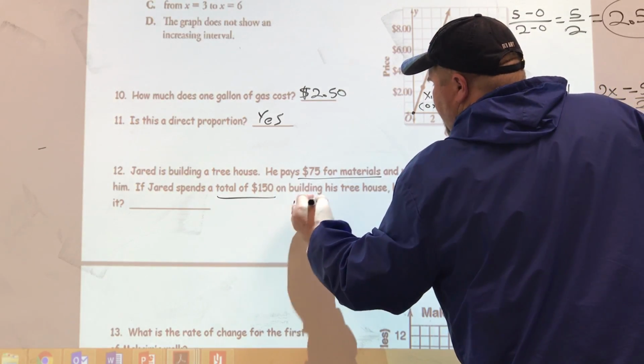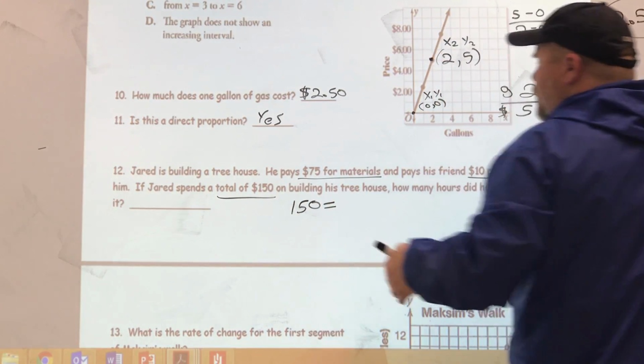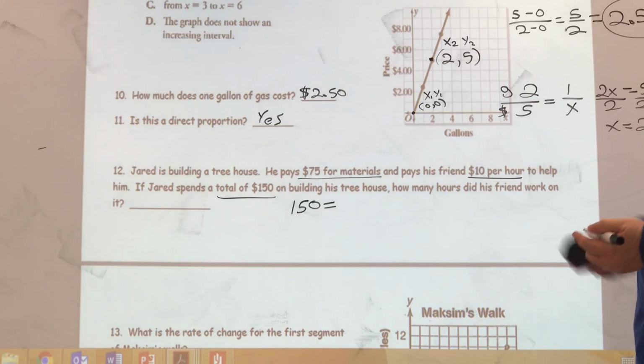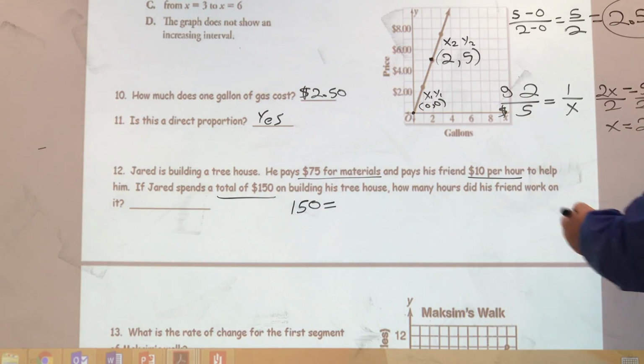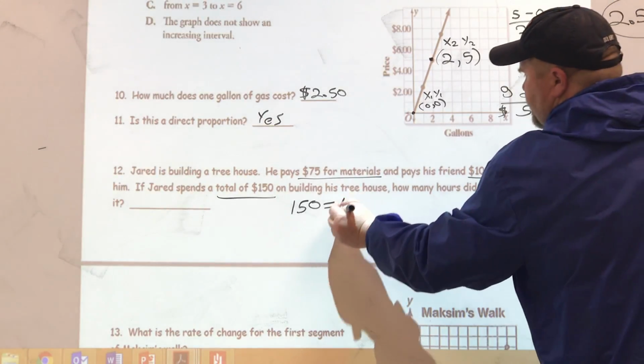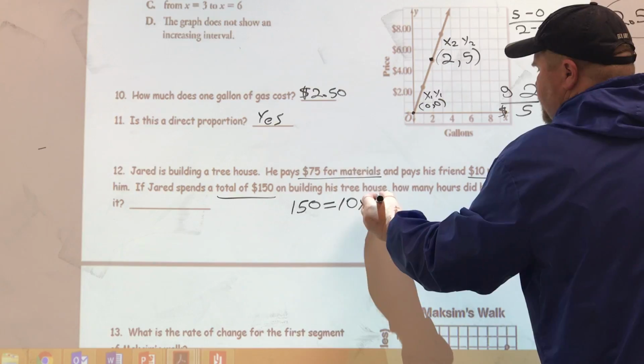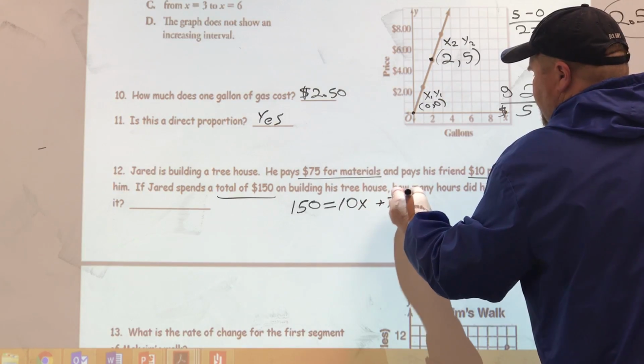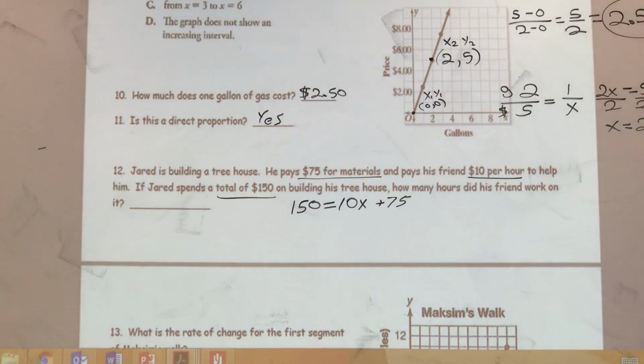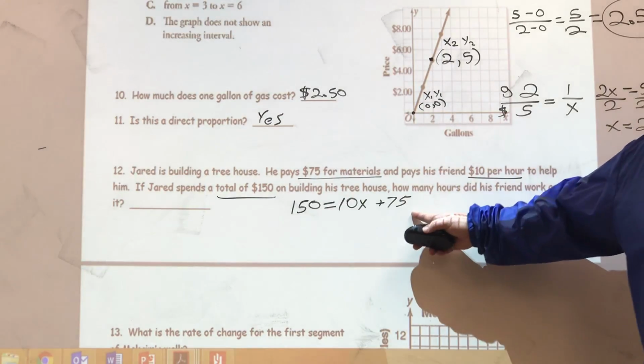That's going to replace the y in your equation. The y is always how much did the whole thing cost? So $150. $10 per hour. Per is always an indication that you're talking about the slope. So 10x, and then $75 is the material price. So that's the starting point. The cheapest this could be was $75. That's where we started at.